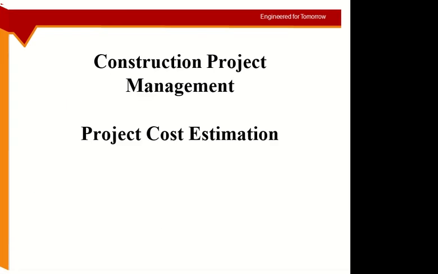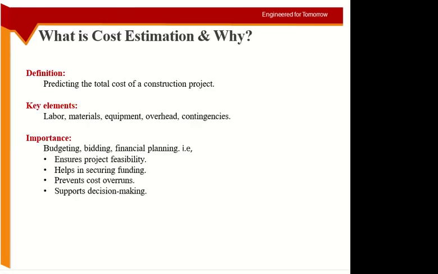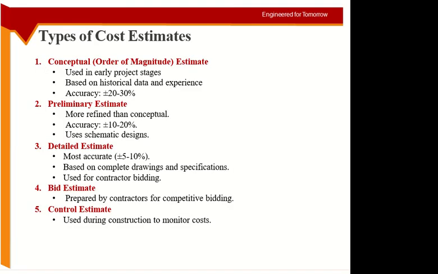And the cost can be divided into different elements. The main elements are labor, material, equipment, overhead, and contingencies. And the cost is very important because it helps us with many of the initial stages of the project.